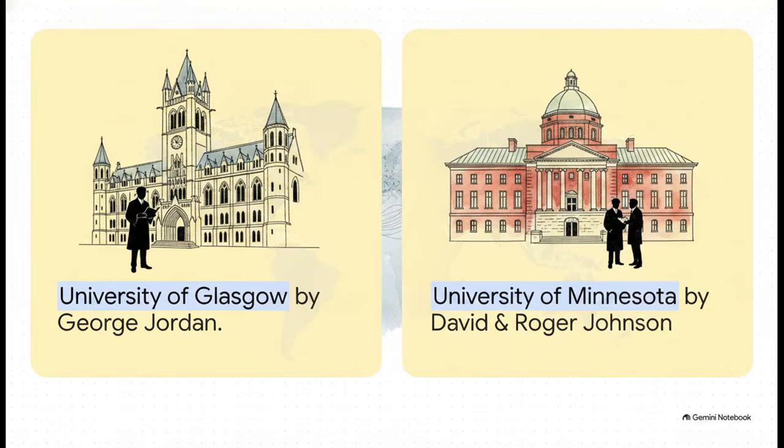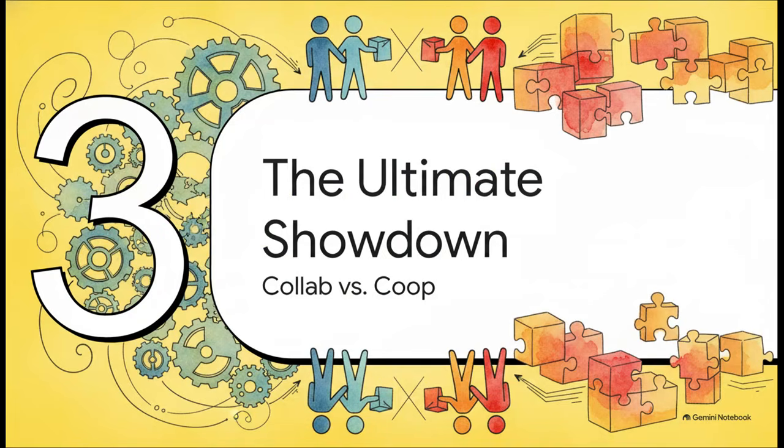But from that shared foundation, they actually developed into formal practices on completely different continents. Collaborative learning was championed by George Jordan over at the University of Glasgow in Great Britain. Meanwhile, cooperative learning was pioneered in America by two brothers, David and Roger Johnson, at the University of Minnesota. So we've got two different continents and two very different ways to get students working together. Which brings us to part 3, the ultimate showdown.